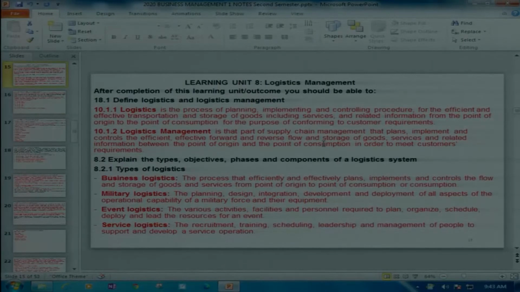Then logistics management is that part of supply chain management that plans, implements, and controls the efficient, effective forward and reverse flow and storage of goods, services, and related information between the point of origin and the point of consumption in order to meet customers' requirements.